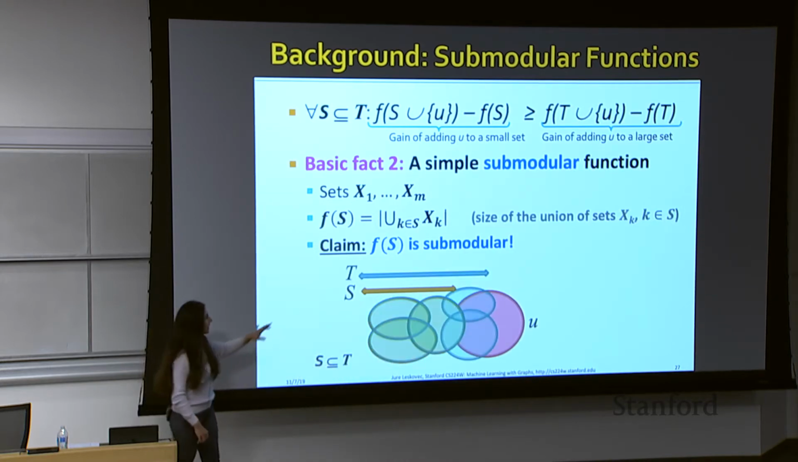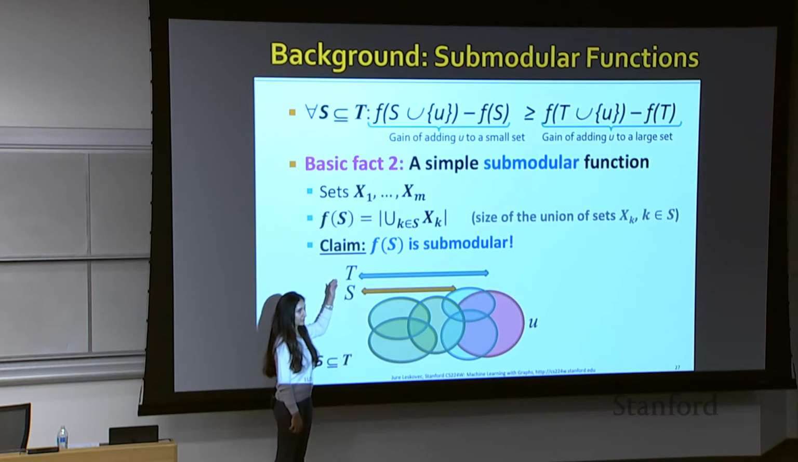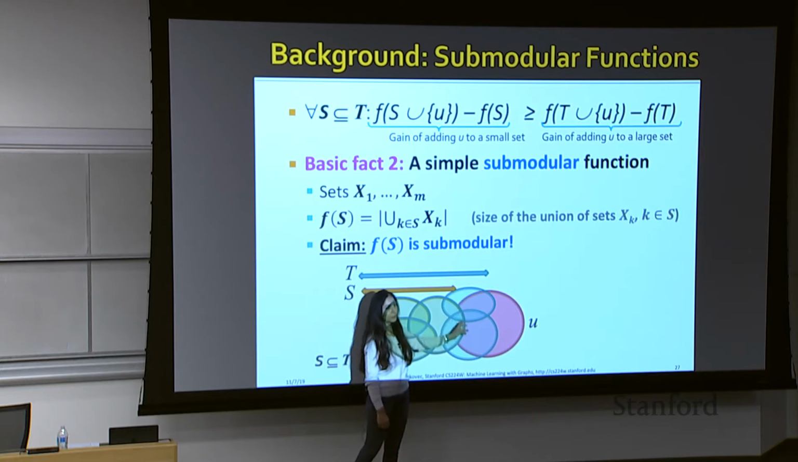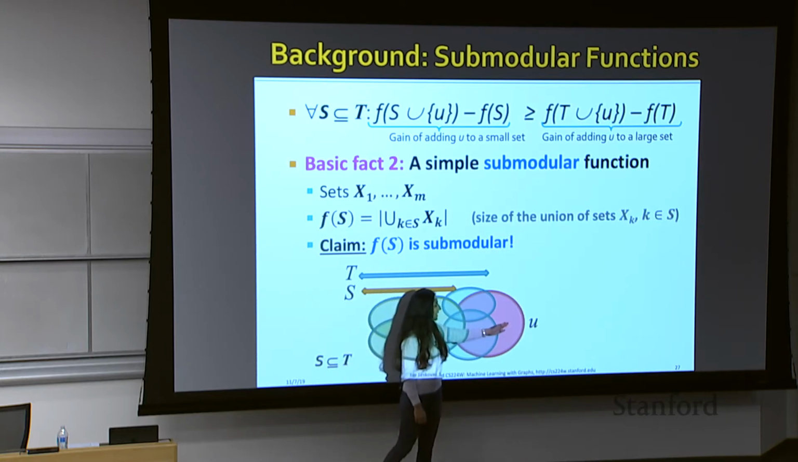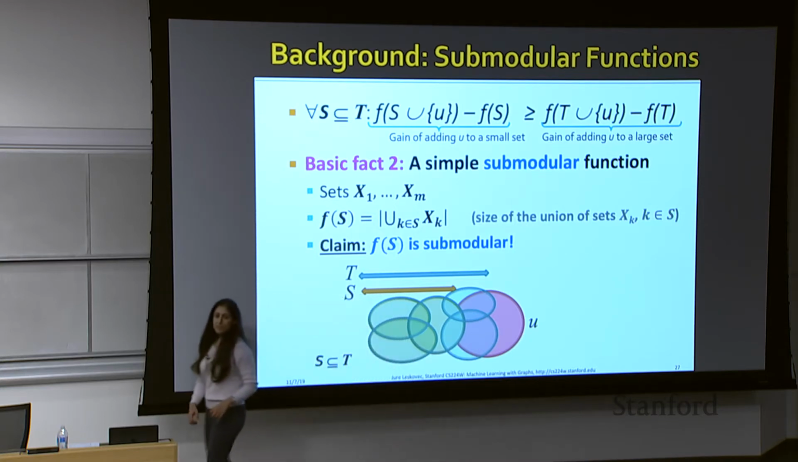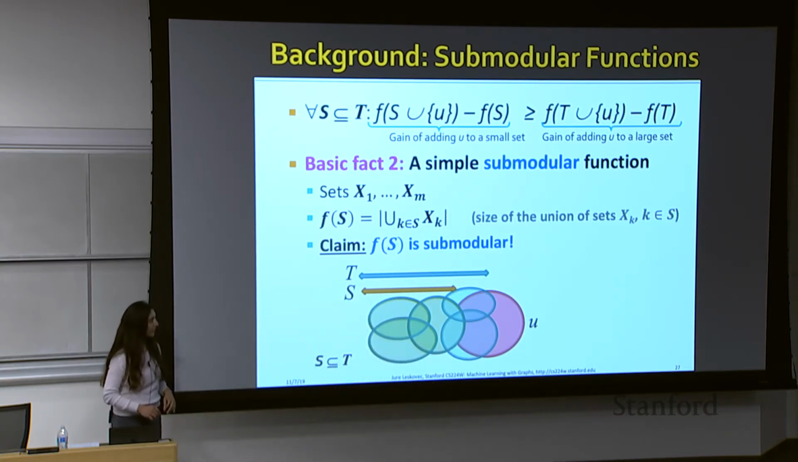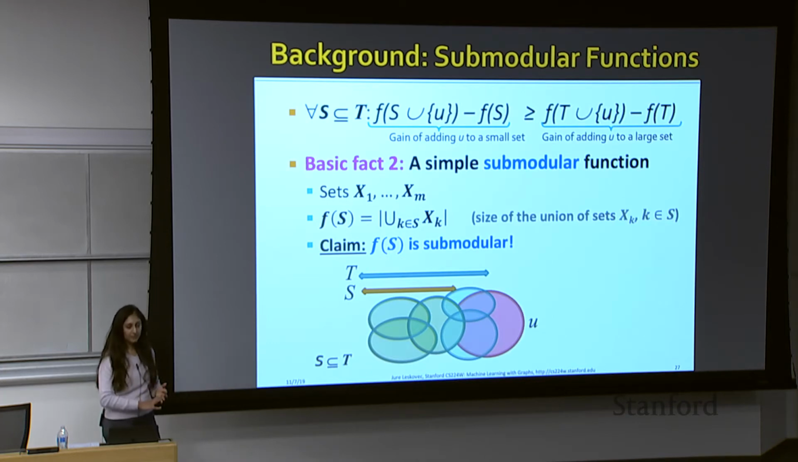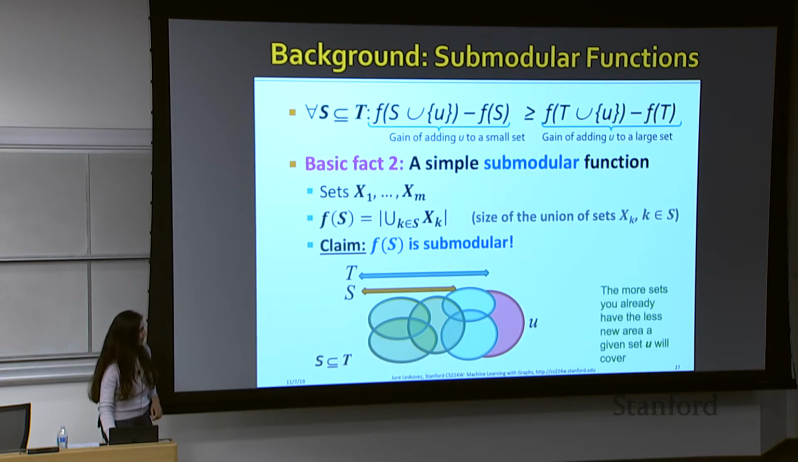Now imagine I have a superset of S, which is T. I have everything in S plus two more elements. Now if I try to add U to T, the benefit that I get in terms of the area I'm covering is less. This is the same concept that we talked about, submodularity. And we want to show that the union of the number of people who are influenced in our influence maximization problem has this property.